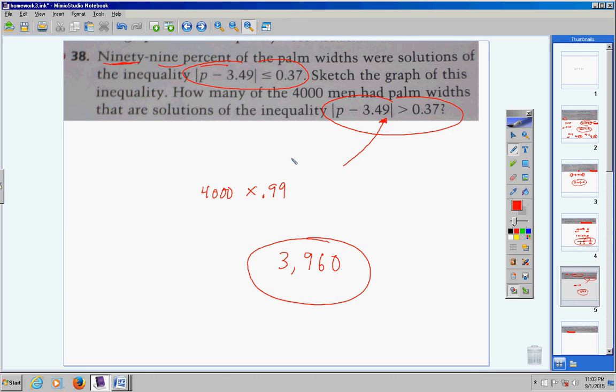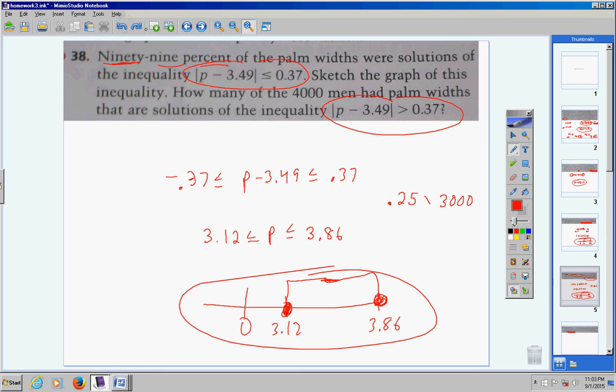And of course, we just saw the graph a second ago. 3,960 men fell in this region. Right here. Right there. Okay? All right. Back it up and watch again if you need to. Number 39.